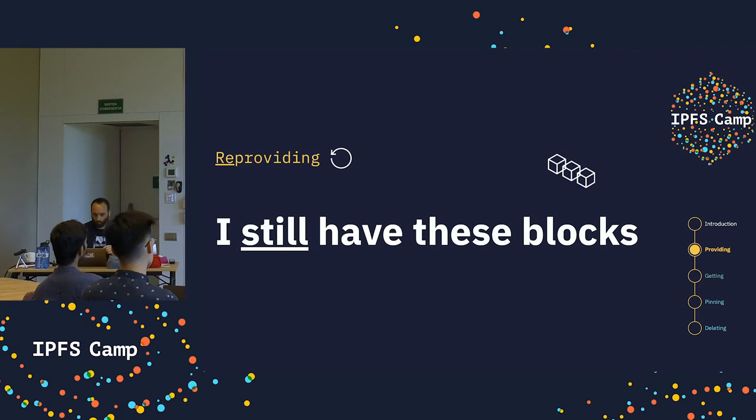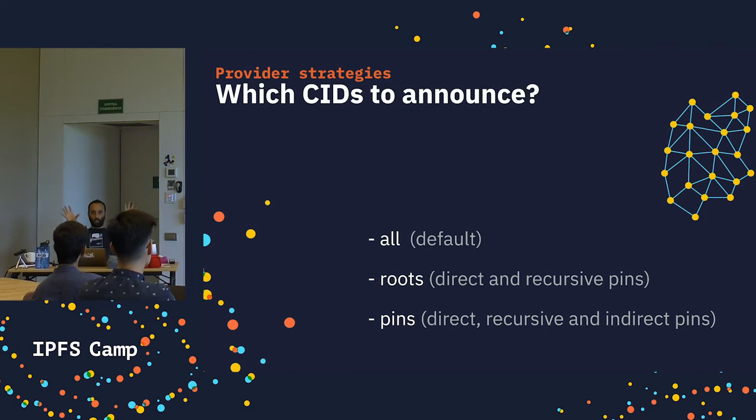Also, you can control which CIDs you announce. As we saw in the quick visualization at the start, there are loads of blocks in your repo, some of them pinned, some of them unpinned. You don't have to announce every single block you have, and there's a thing called a provider strategy that lets you change which blocks in your repo you provide. So all is the default option, and then there are other options like roots and pins. We don't need to go too deep into that, but you can see these.